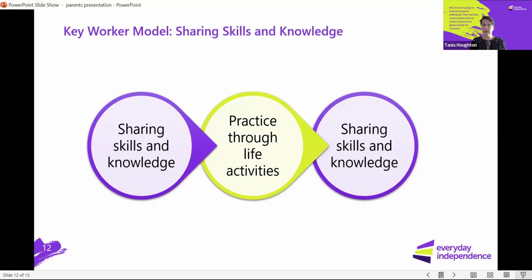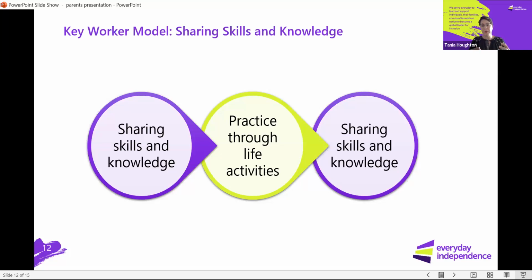Between the professionals, key worker, the allied health professionals and the family, they're really sharing skills and knowledge. The therapists and key worker are sharing their knowledge with the family, and the family is sharing their knowledge about the child and their family and what's important to them. So in sharing those skills and knowledge, we get strategies that work for that particular family. We know all families are different, so the strategies need to meet their needs. And then what we see is the change happens when there's lots of practice through everyday life activities.